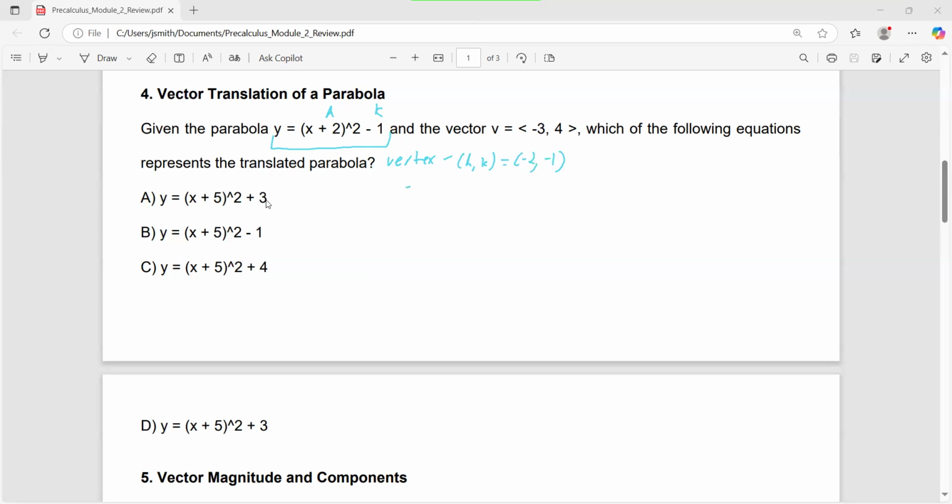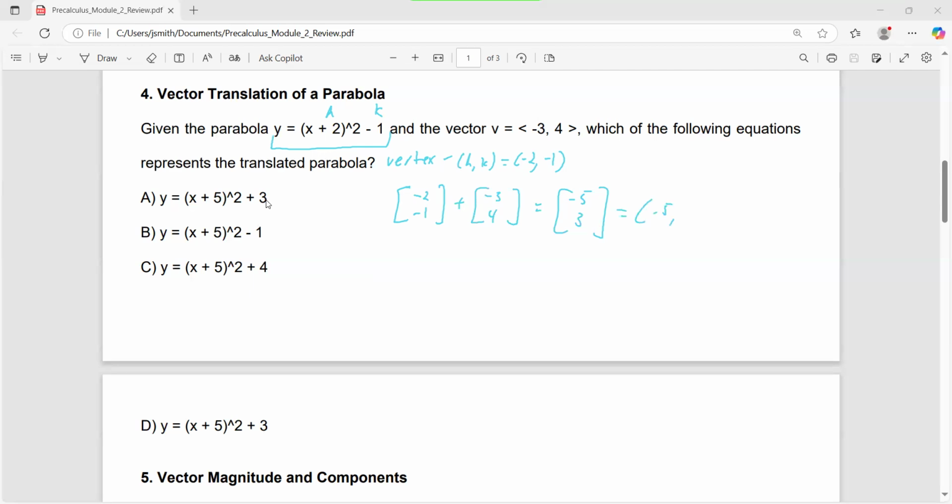So mathematically, once you get the correct vertex, write it in vertex form, and then just add the vectors up. So -2 plus -3, -5, -1 plus 4, 3. So your new vertex, when applying this vector, would become -5 comma 3.